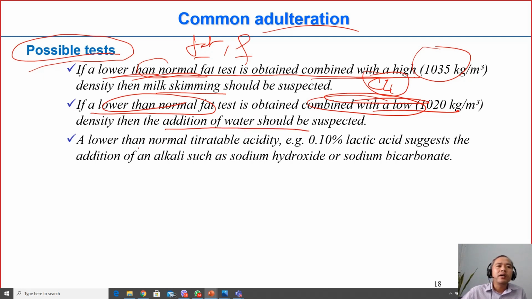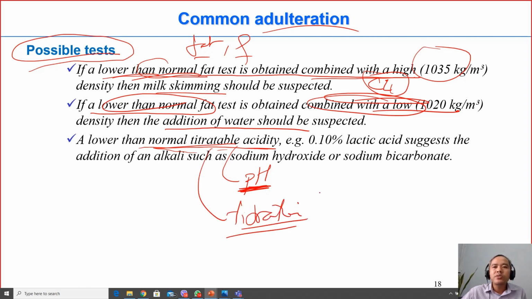Or if the titratable acidity is too low. What is titratable acidity? Acidity can be determined by measuring pH, but when you measure pH, it looks normal, but when you do titration, for example, using a solution of sodium hydroxide, you see that the acidity is too low, maybe lower than 0.1% of lactic acid. Then it can suggest that this milk has been added with an alkaline, because milk has a certain acidity already.